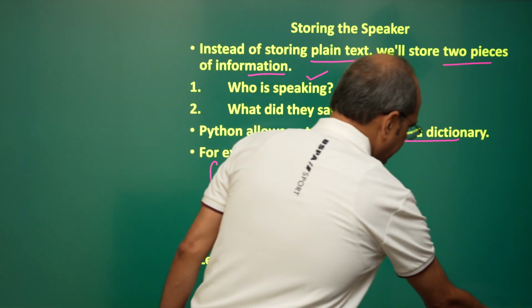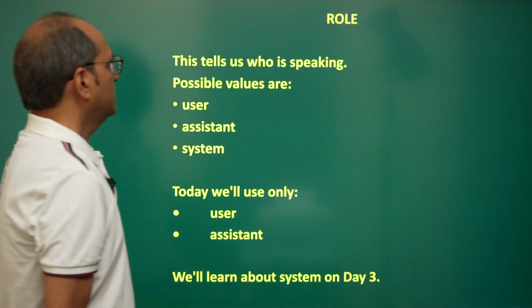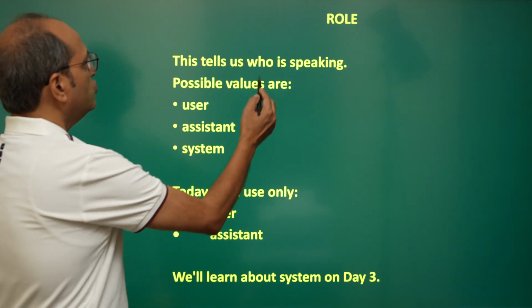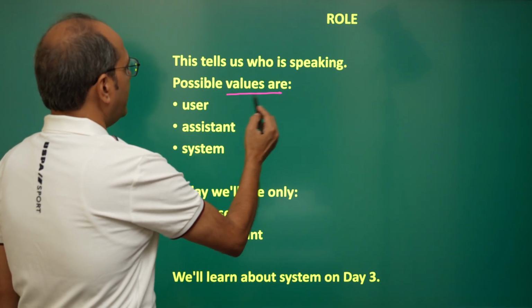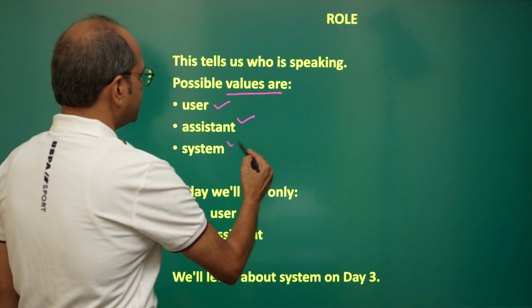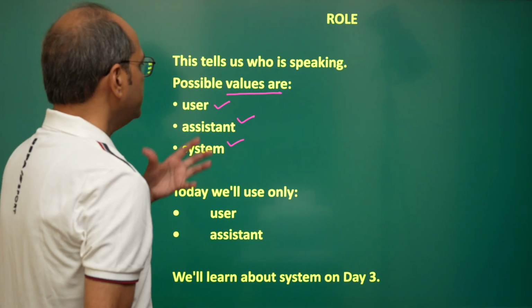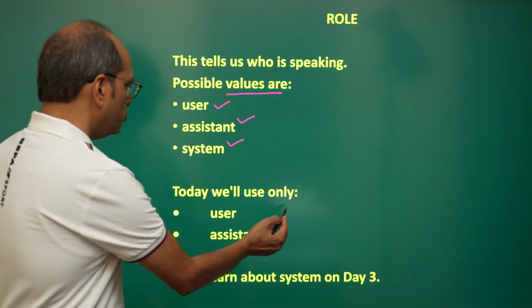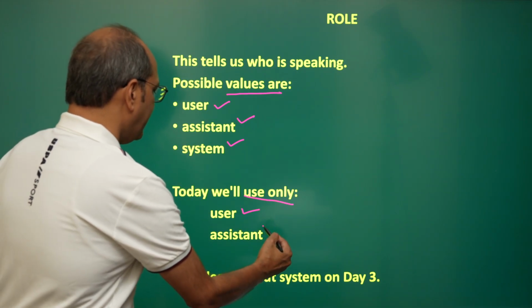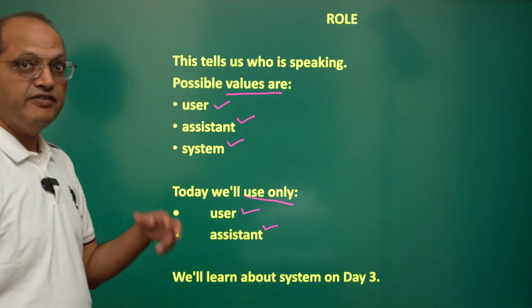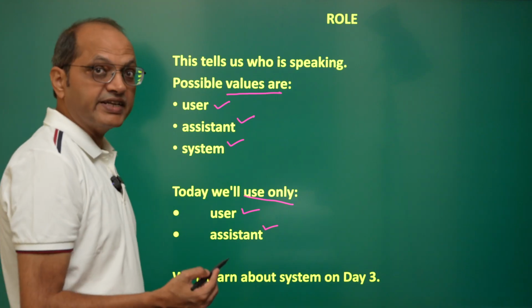Let's understand this. This tells who is speaking. Possible values are user, assistant, system. Right now we don't know the system, but later on we will see. So these are the possible values. Today we will use only user and assistant. We will learn about the system on day 3.